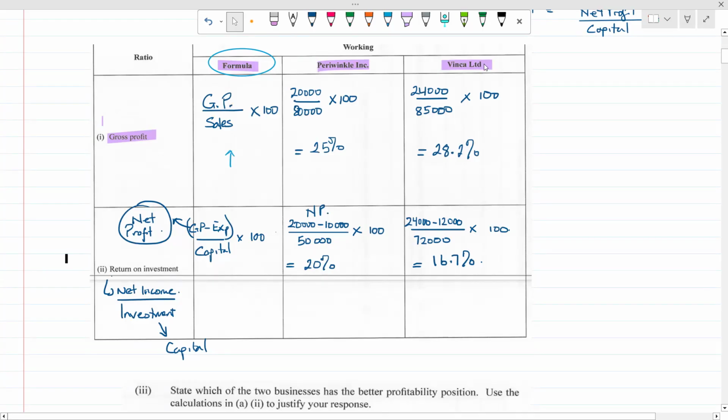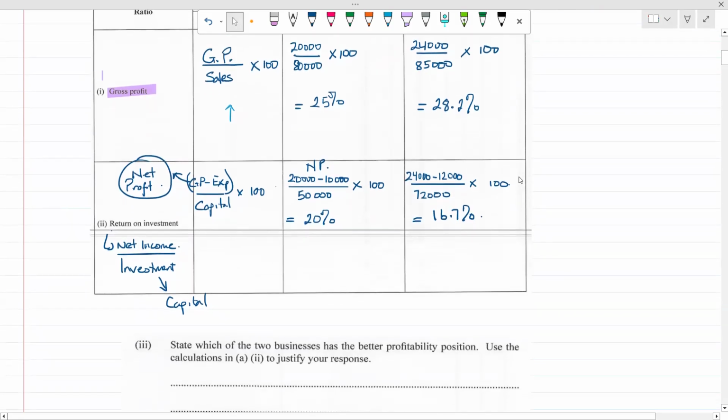Whereas in Winkle Limited, you put out $72,000 and you got a return on investment of 16.7%, which works out basically to that for every $100 you invested in Winkle, you got $16.70 back. So based on what I explained there, do you still think that Winkle Limited is a better company in terms of profitability position? No? No. Why is that? Yeah, that's it. Change your mind. Yes, sir.